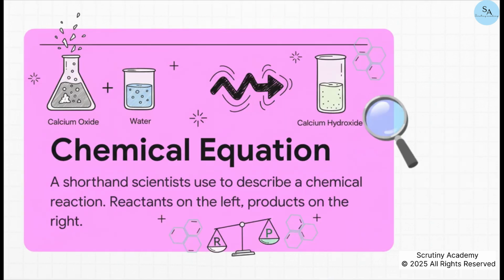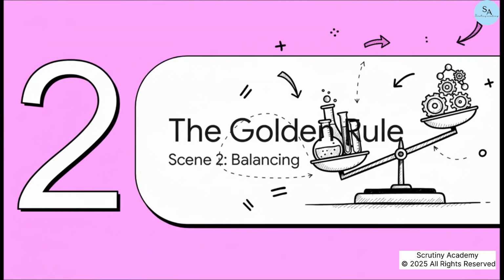It's actually super simple. On the left, you've got your ingredients. We call those reactants. On the right, you've got what you end up with, the products. And that arrow in the middle? That just shows the change, the transformation. That's it.